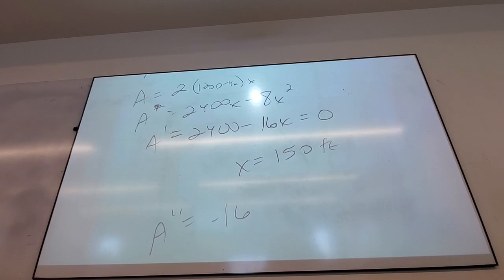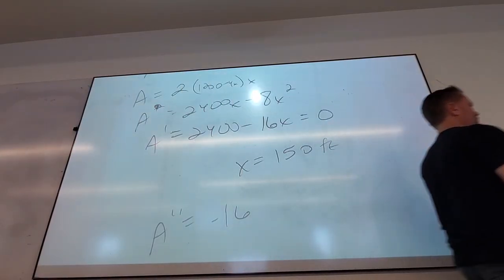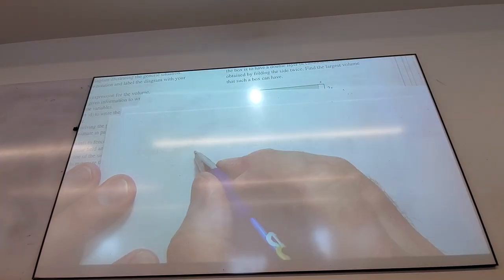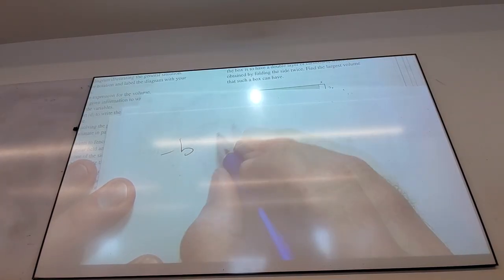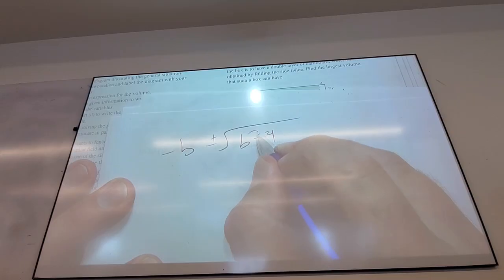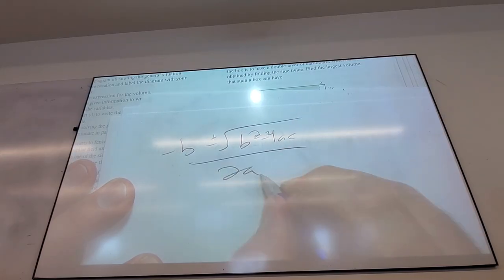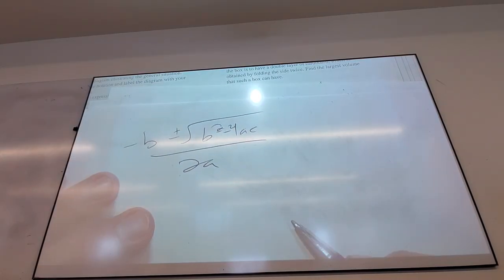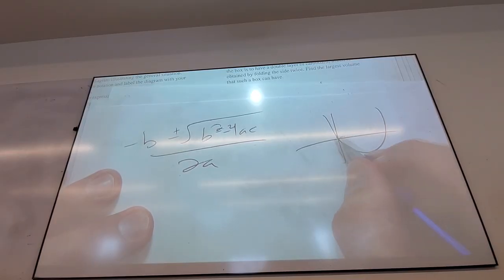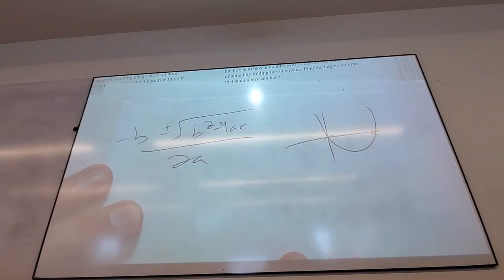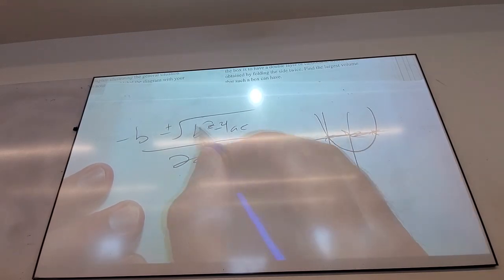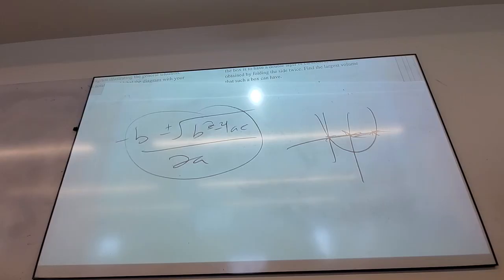Negative b over 2a, does that sound familiar to anybody? A couple of you. All right, very quickly, the way you learn this in pre-calculus, do you guys remember the quadratic formula? This is very quick. Where is the vertex if I know two intercepts? It's always between them. What is the point of this formula? It finds the x-intercepts.